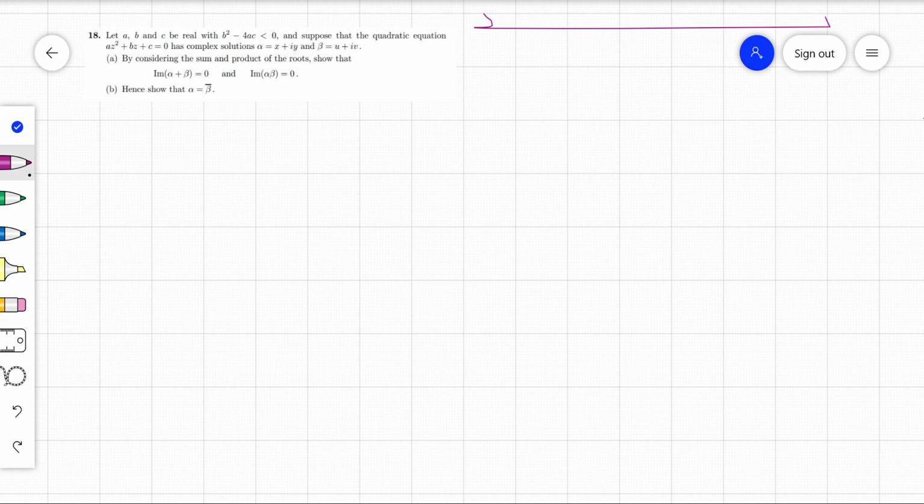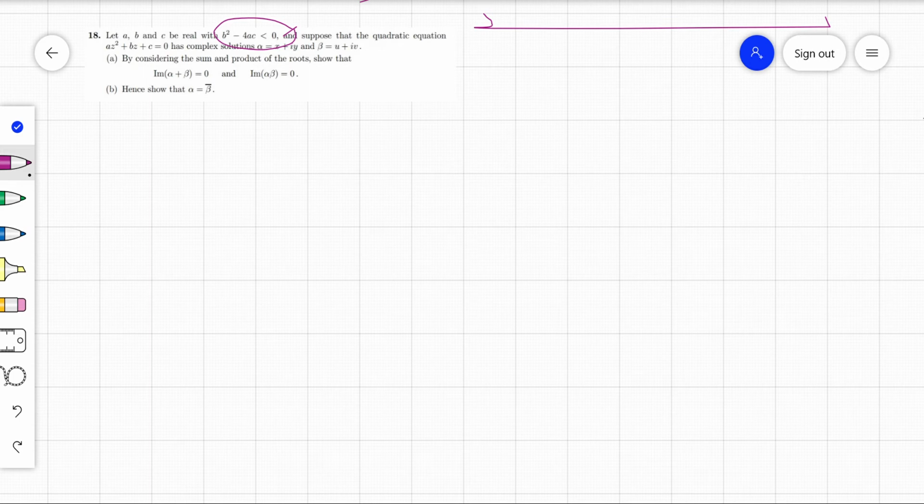Right, so we've got this quadratic equation and we've already been given that the discriminant is less than 0, so it's clear that it's quadratic, it's got 2 roots, the discriminant is less than 0, so these are going to have to be a complex conjugate pair of roots, and we are given them: alpha equals x plus iy and beta equals u plus iv.